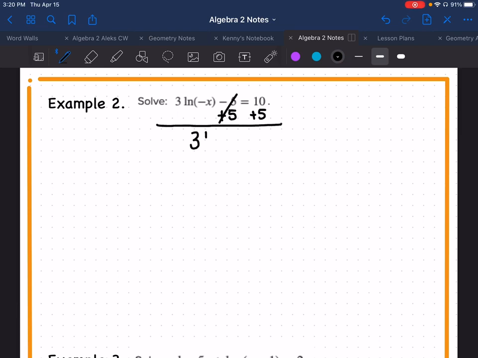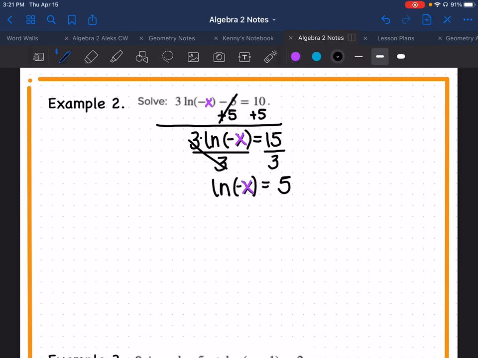I'm going to bring down my 3 natural log of negative x. I'm just going to copy it. And of course, 10 plus 5 is 15. I'm going to remind myself that I want to get that x alone. Now, the closest I can do to getting it alone right now is to get it in ln parentheses negative x. That's the closest I can do. I'm going to focus on the multiplication. So to get rid of that 3, I'm going to divide both sides by 3, leaving me the natural log of negative x equals 5.